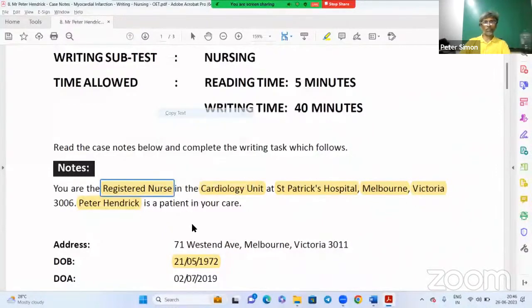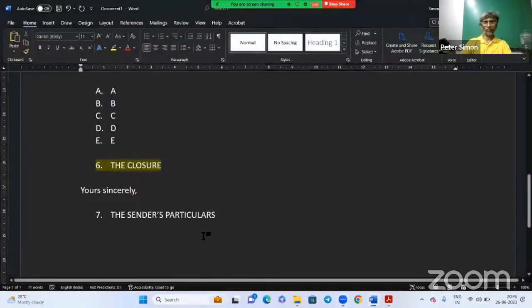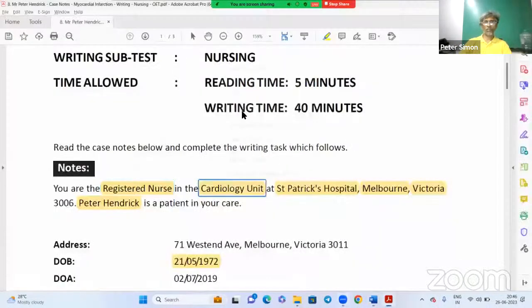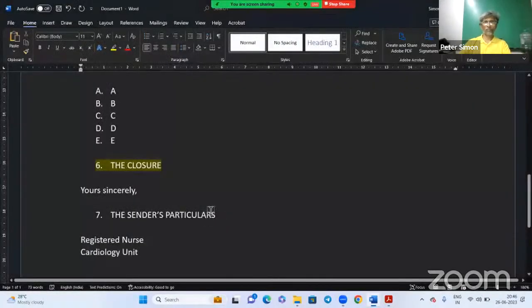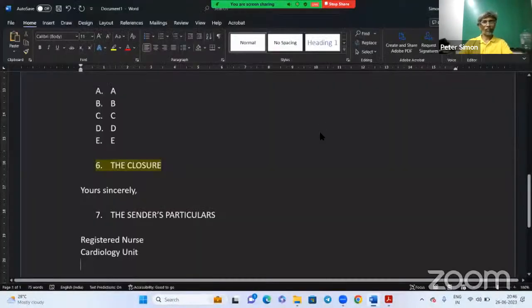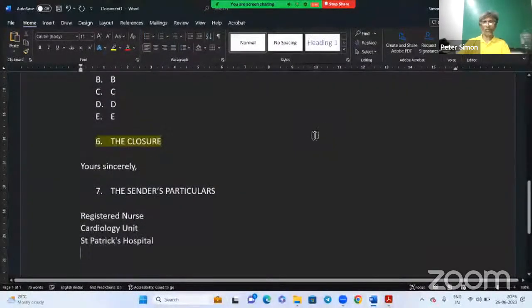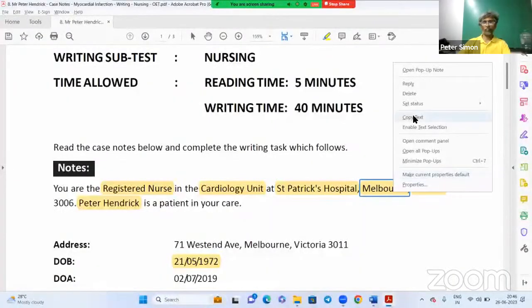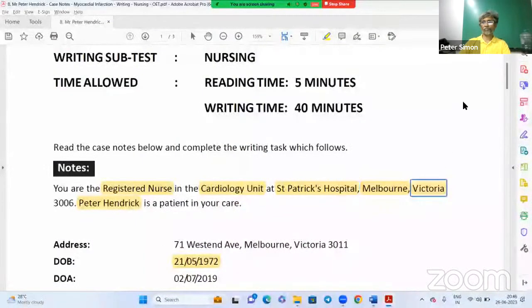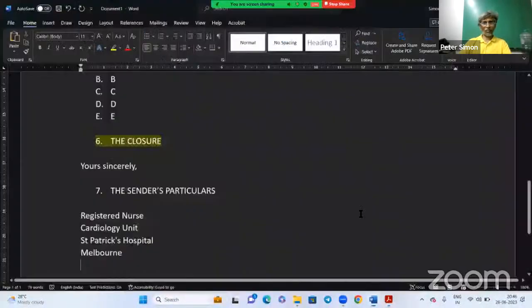So registered nurse, cardiology unit, St. Patrick's Hospital, Melbourne, Victoria. So these are the preliminaries.